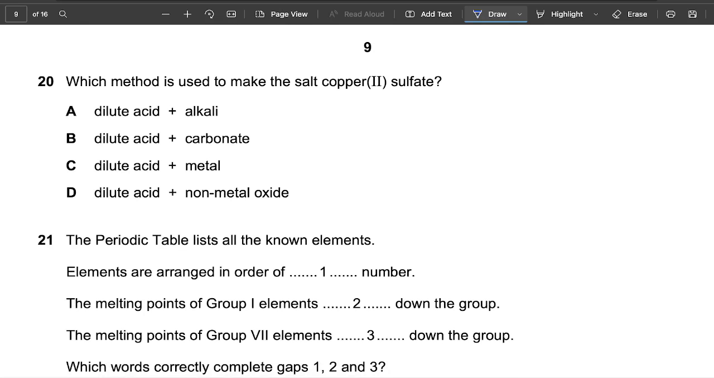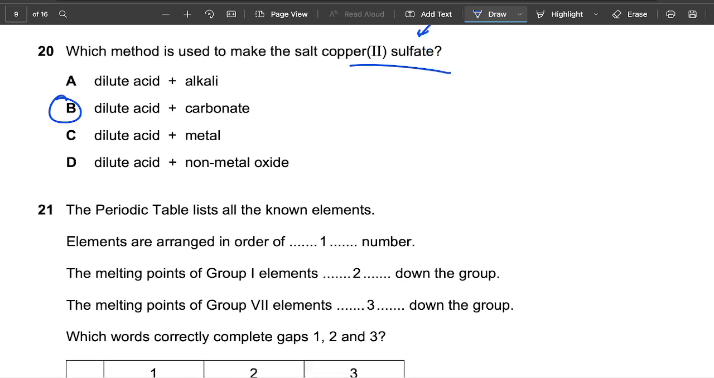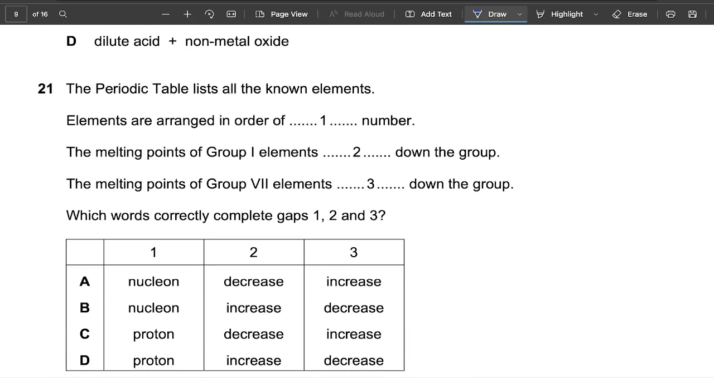Which method is used to make the salt copper sulfate? This copper sulfate is a very popular experiment. You will need a type of dilute acid, could be hydrochloric acid, and you will need a carbonate. So that's the answer here, carbonate. Move on to the next question.